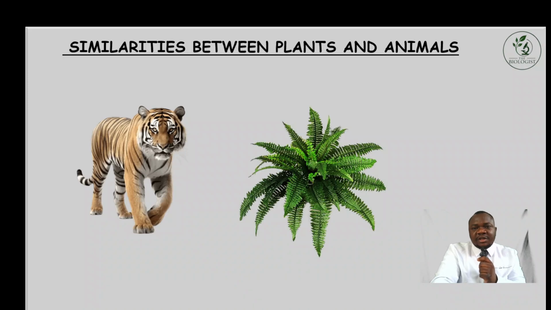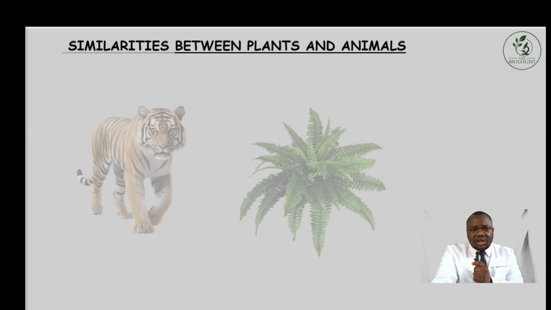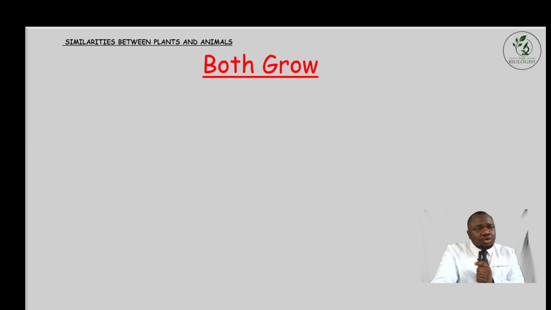Understanding the similarities between plants and animals is very important because it gives us an overview that both organisms interact, and have clear similar features. What animals actually do, plants can do those things. So the first thing here is both of them can grow.